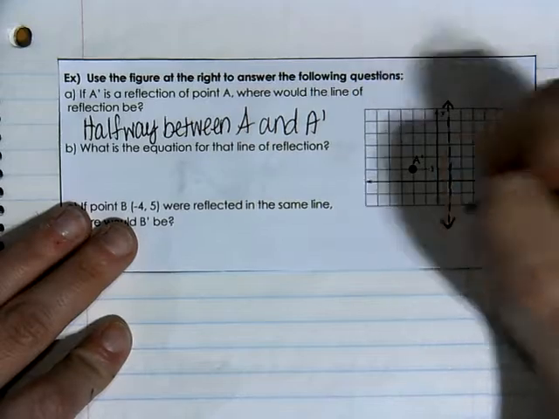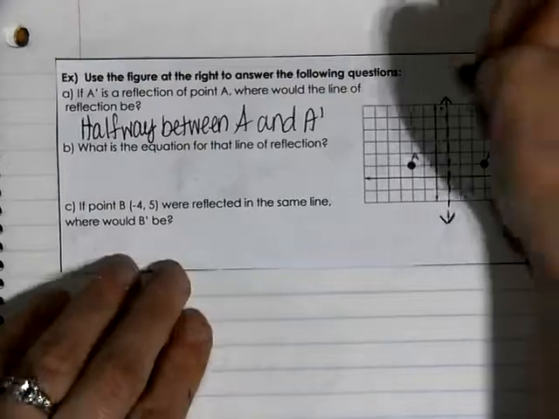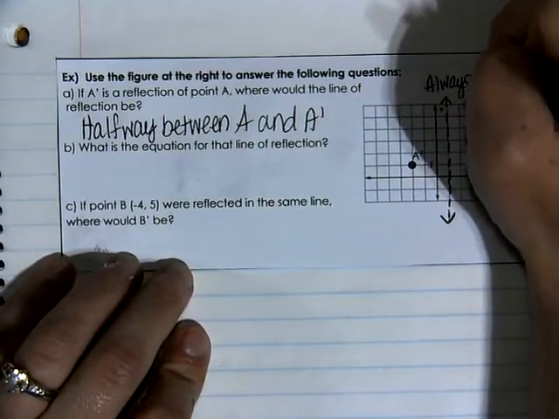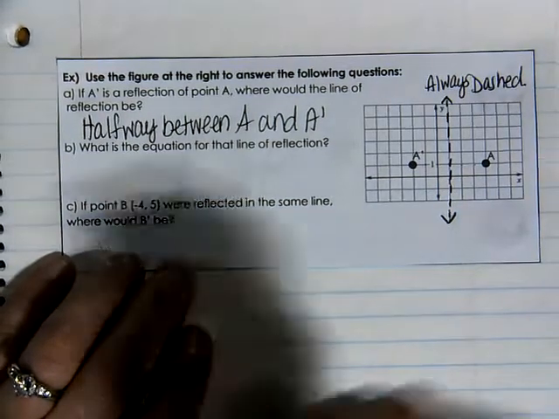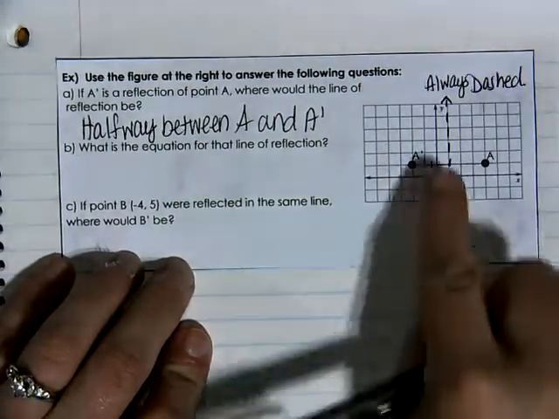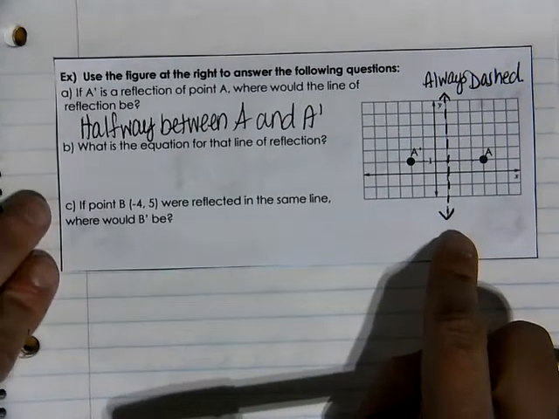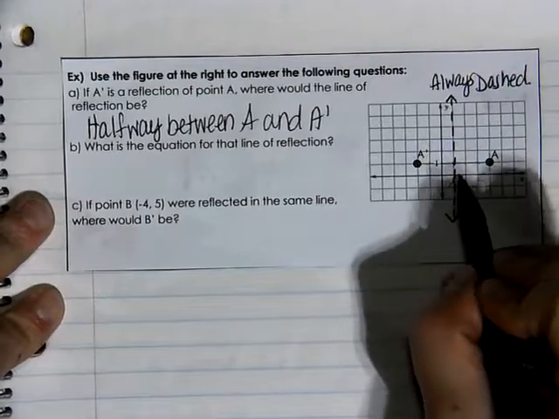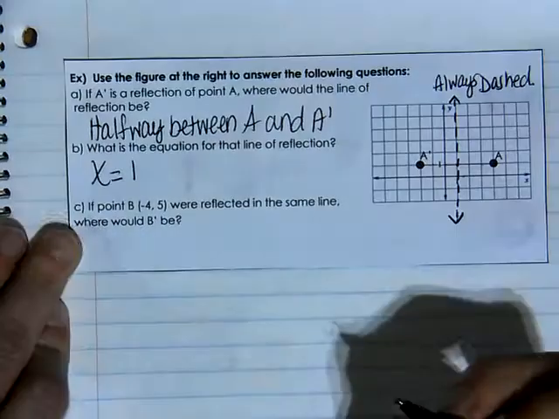It's always dashed because it's just a guideline. We always write them as dashed lines. So I'm going to write down that they are always dashed. And so because in between here is 6 units, we want 3 units on each side, our reflection line ends up being vertical this time. And so because it is a vertical line that crosses when x is equal to 1, we're going to say this equation is x equals 1.